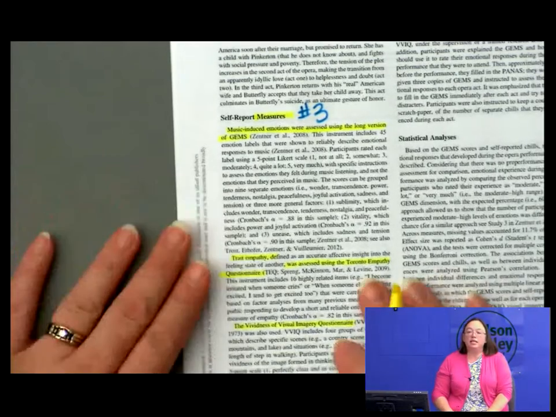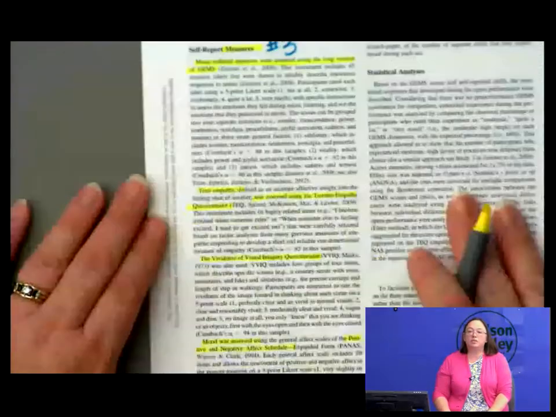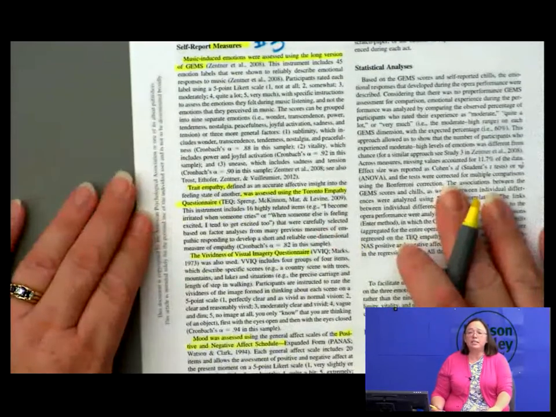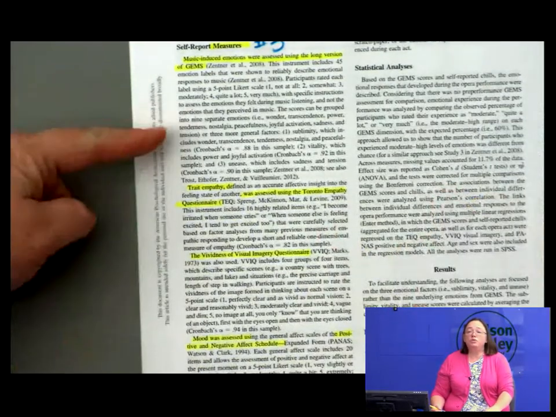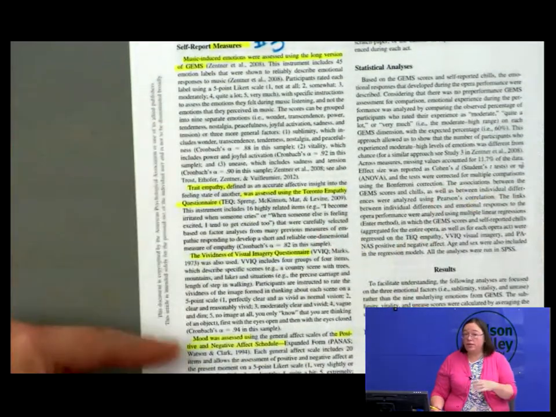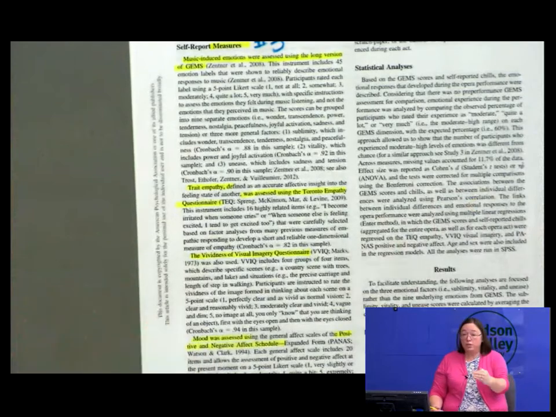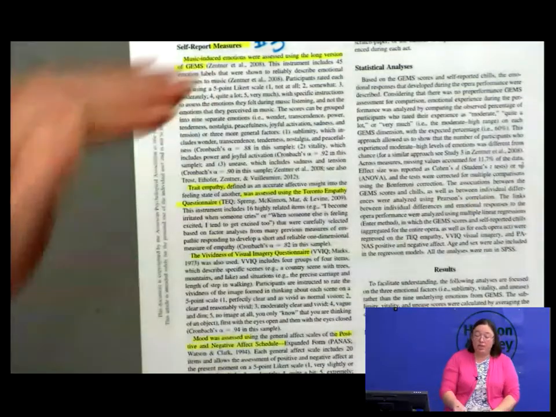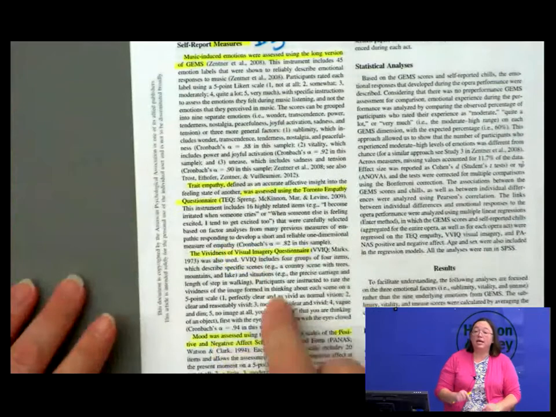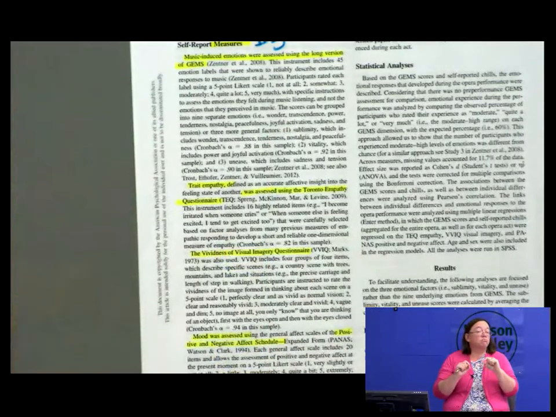So we can see in this study, as I scooch this up so you can see everything, they used 1, 2, 3, 4 different assessments. So what you would need to do in your write-up is mention each one of these assessments and give a brief description, 2 sentences of what it's about.